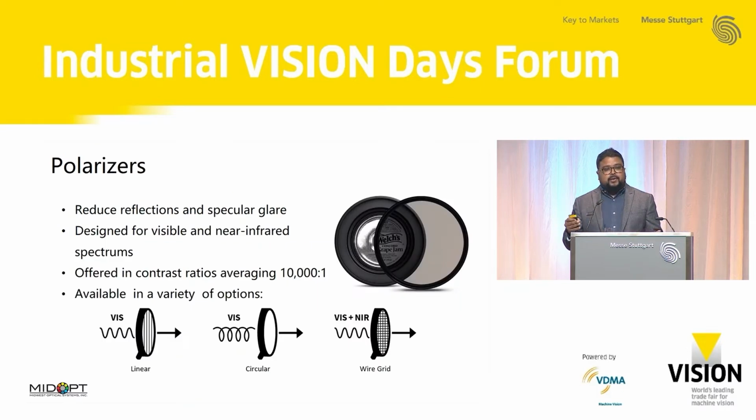Another popular type of filter is a polarizer. Polarizers help to reduce reflections and specular glare. So if you have an inspection process or an application that is looking at something that is very shiny and it's hard to read, polarizers can help. They're useful in visible and infrared applications, and there are lots of different options in terms of contrast ratio and the materials they're made out of, so they are very customizable in lots of different applications.